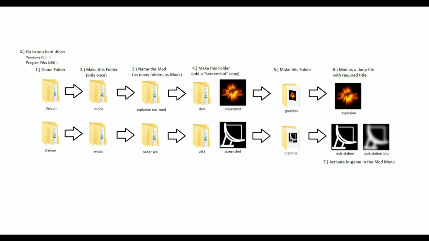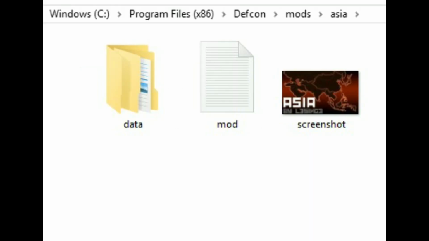I've got one here for the Asia map, so it says Asia on it. So I click on that, and within that, it says data, mod, screenshot. Data is a folder. So there's a data folder, a text document titled mod, and then a picture titled screenshot, which is saved as a BMP file.